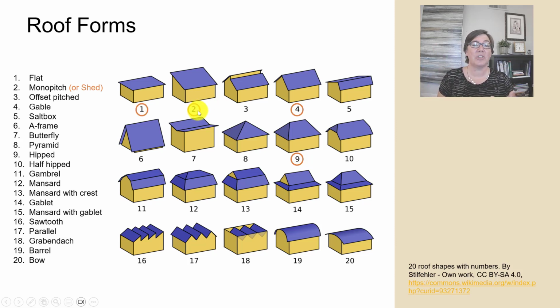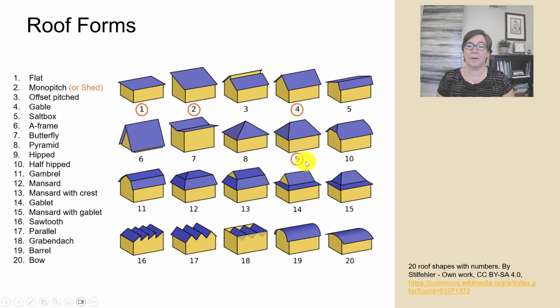Number two, a shed roof is a more common way to say than mono pitch. And that's just one slope in one direction, right? The water sheds off of that roof. Our next very common roof form, number four here, is a gable roof. And this has two pitches, all right? It's basically two shed roofs coming together at a point at the top.